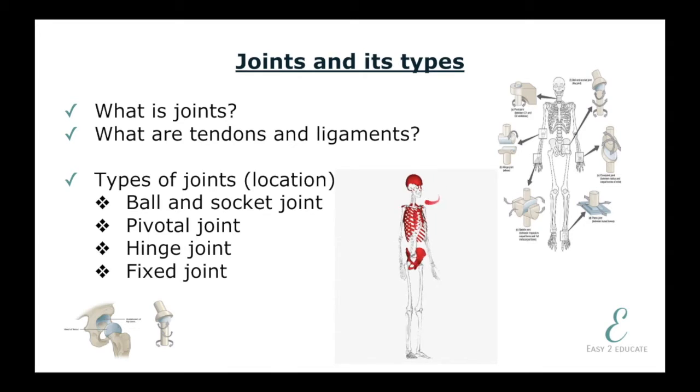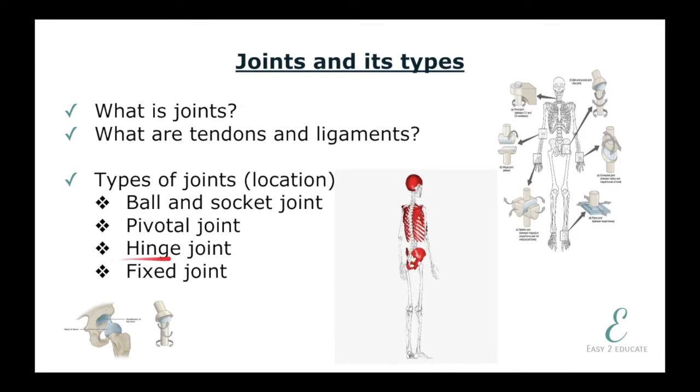Because of this pivotal joint only, we are nodding the head. So bending like this, front and back side bending and turning towards left and right, everything is possible only because of this rotatory movement of the neck bone.